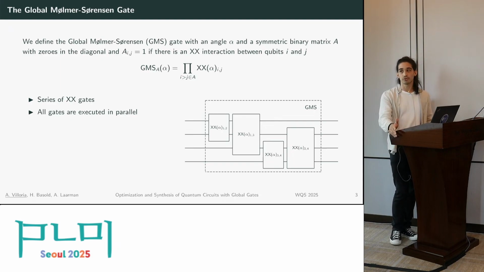So what we're going to do now is take some arbitrary quantum circuit and try to massage it in such a way that we put all the entangling operations together, so we can compile them with the minimal amount of GMS gates.